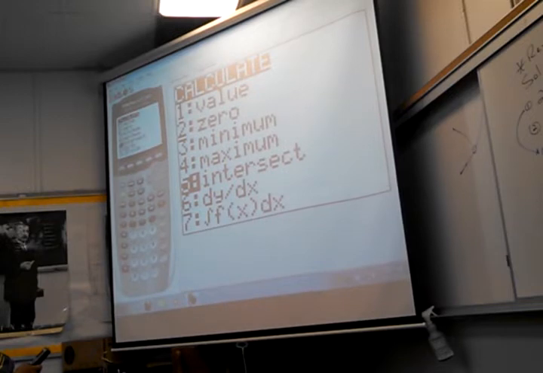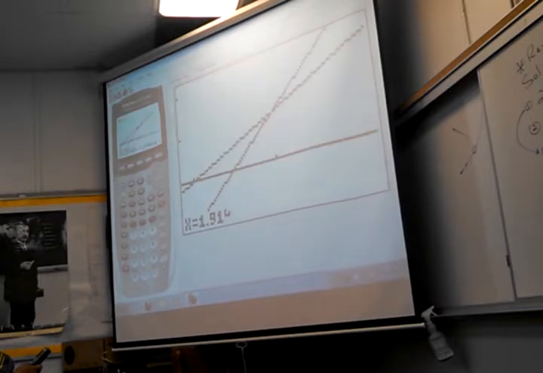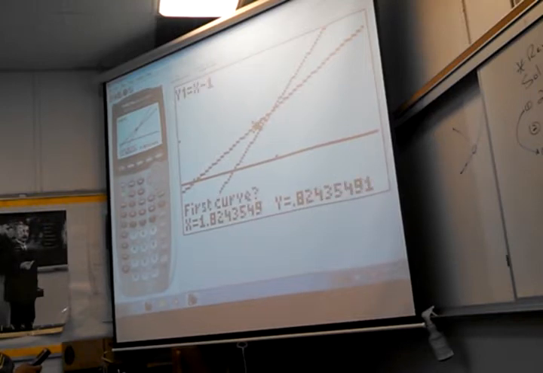So number 5, if you hit intersect, it's going to ask you 3 questions. What is your favorite color? No, it's going to ask you, first curve, second curve. So here, let me just get right to the chase. Here's my first curve. I only have 2 curves, so it's kind of silly. Here's my first curve, enter.